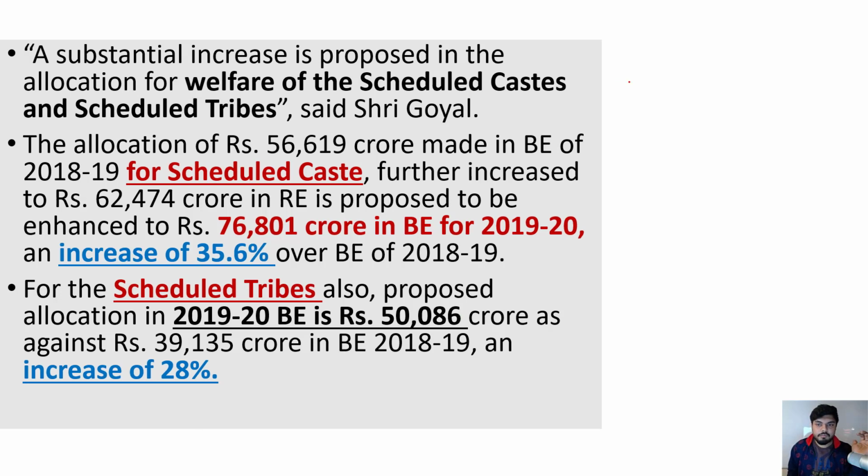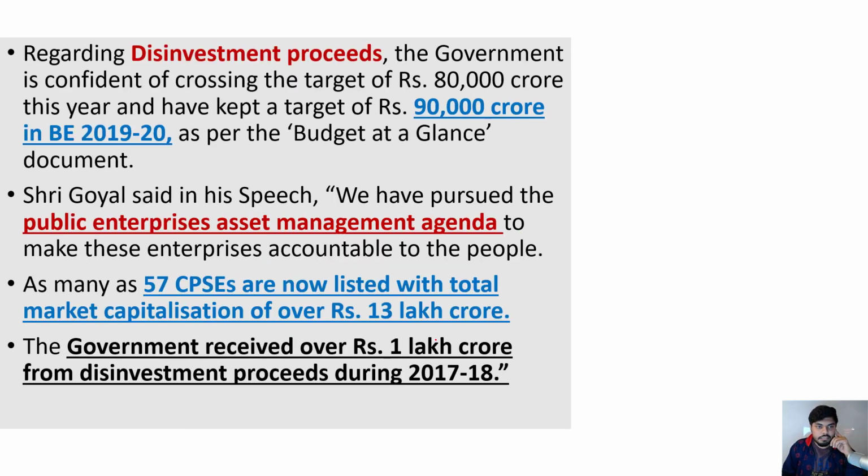Next, welfare of SCs. As I told you, it's a huge increase of 35.6% this time, and a total amount of 76,801 crore rupees. This is the budgetary estimate for the 1920 year. And for the scheduled tribes, it is a 28% rise from last year, and it is 50,000 crore rupees estimate for this 1920 year.